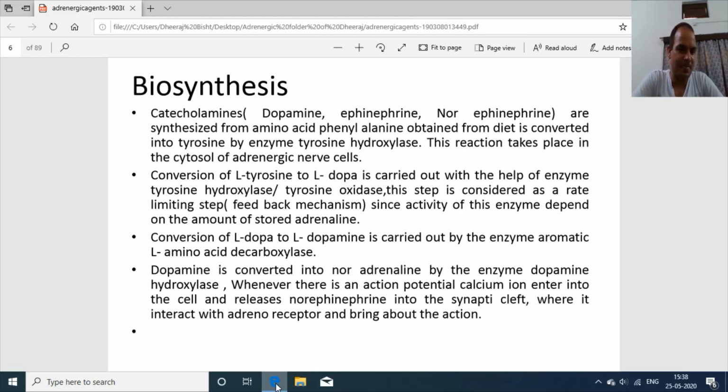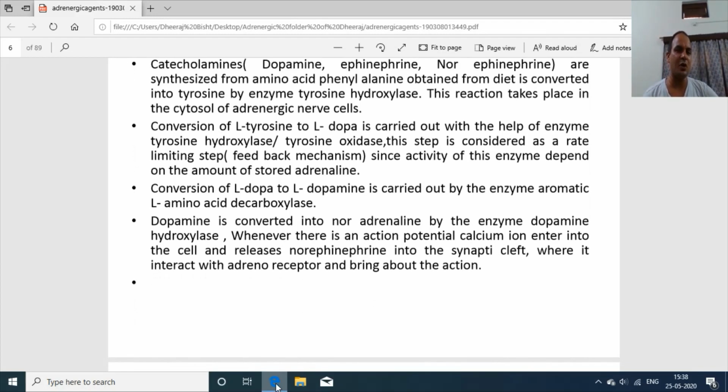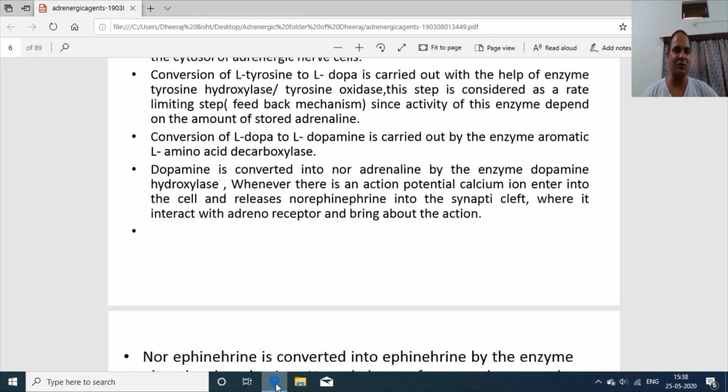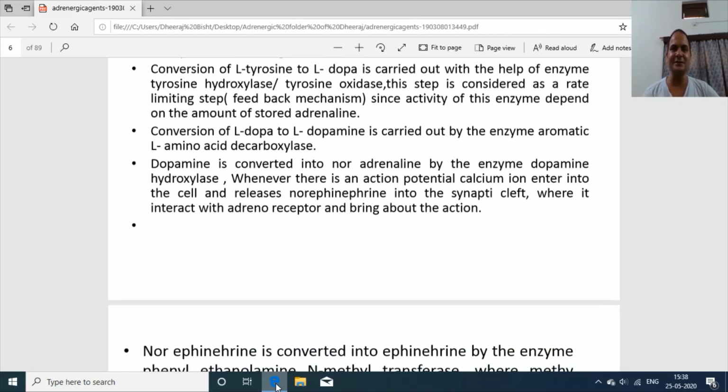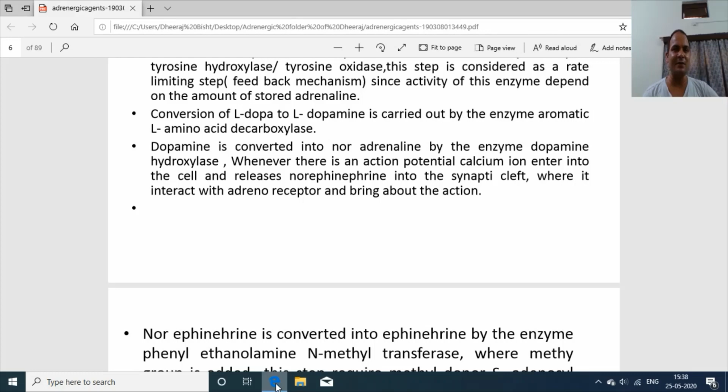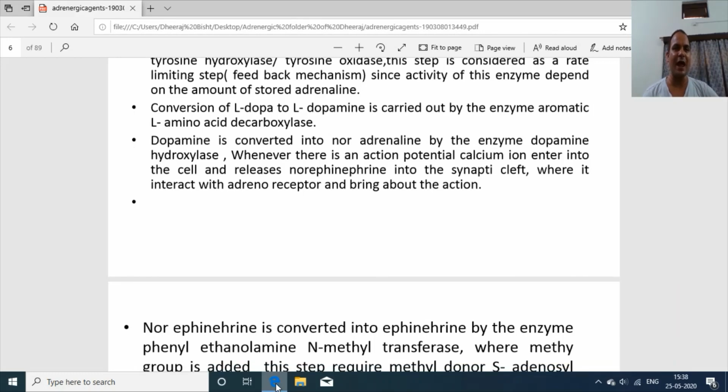These catecholamines are synthesized from the amino acid phenylalanine, which is obtained from our diet and converted into tyrosine by the enzyme tyrosine hydroxylase. This reaction takes place in the cytosol of adrenergic nerve cells. Then the conversion of L-tyrosine to L-dopa is carried out with the help of the enzyme tyrosine hydroxylase. This step is considered the rate limiting step, also called the feedback mechanism, since the activity of this enzyme depends upon the amount of stored adrenaline.